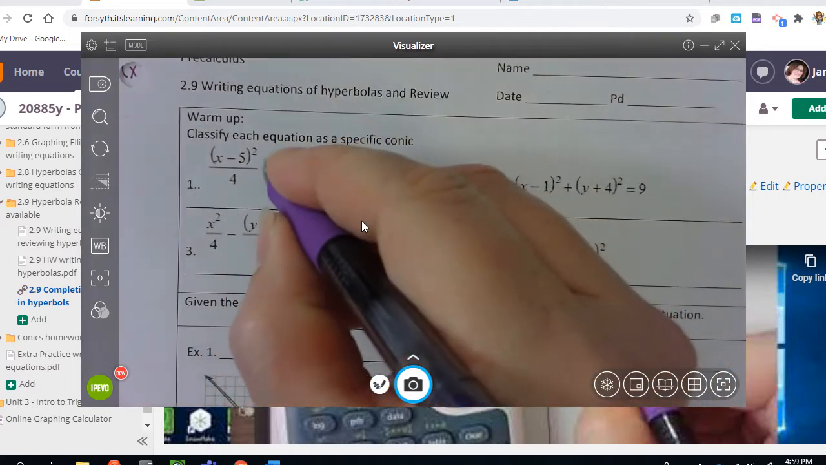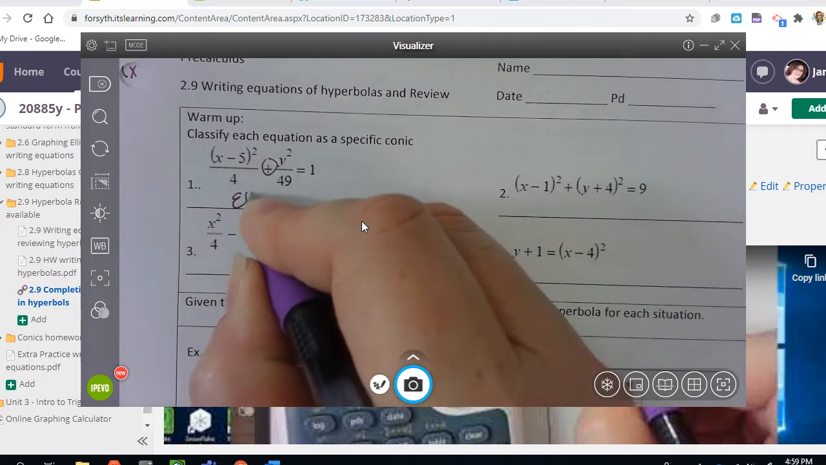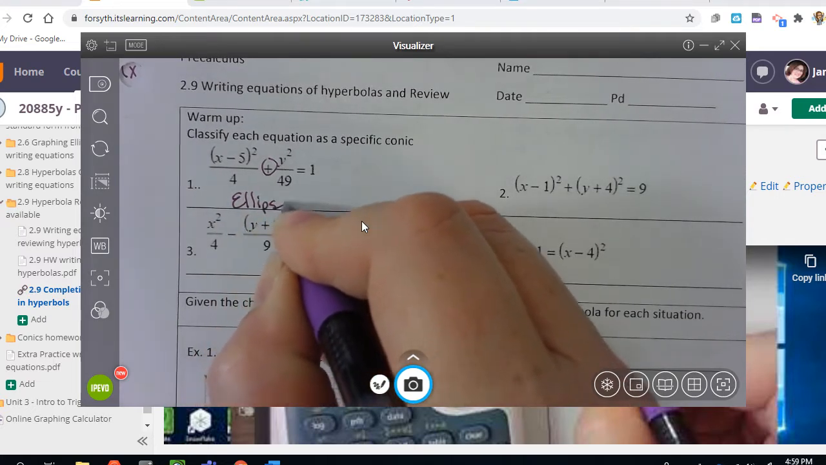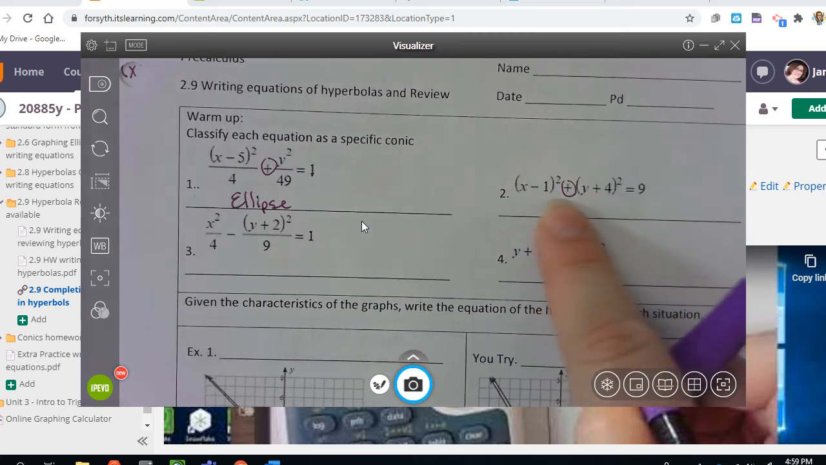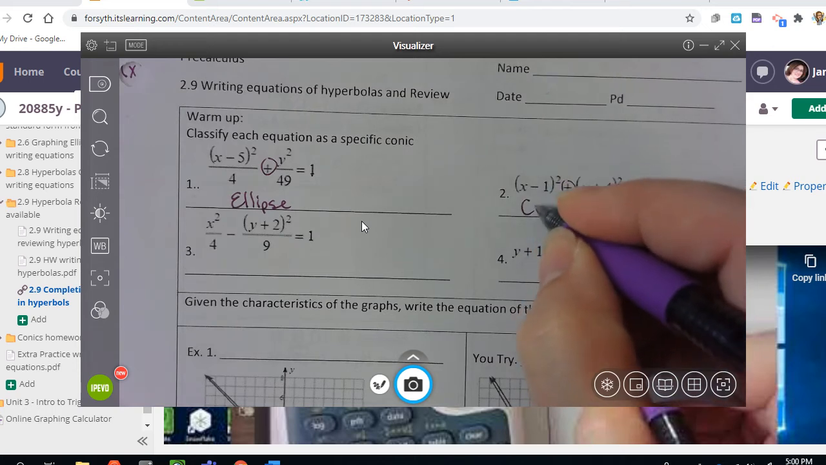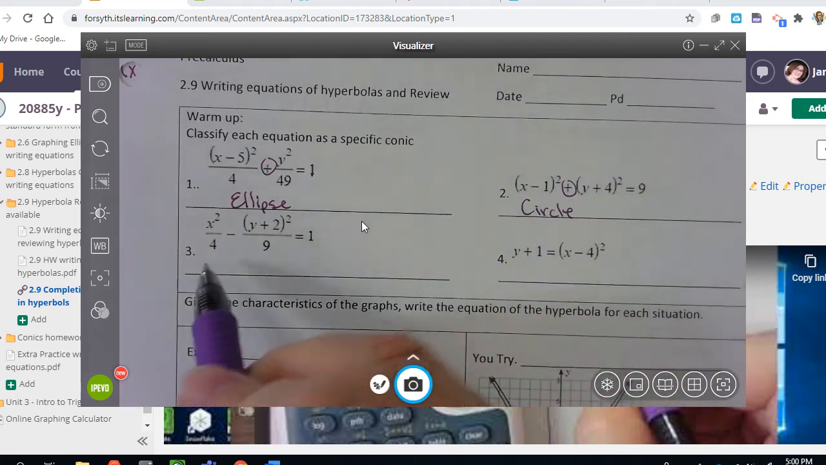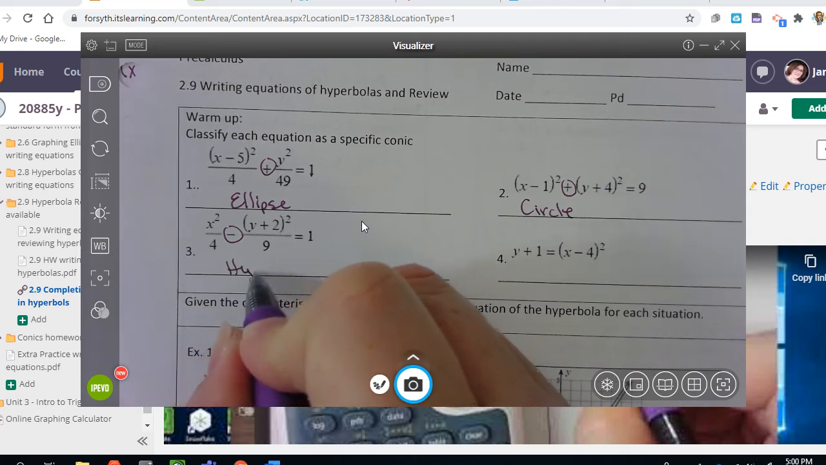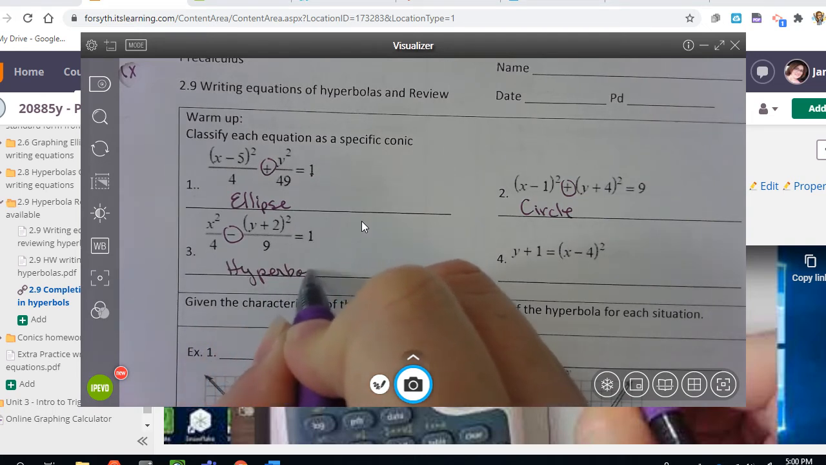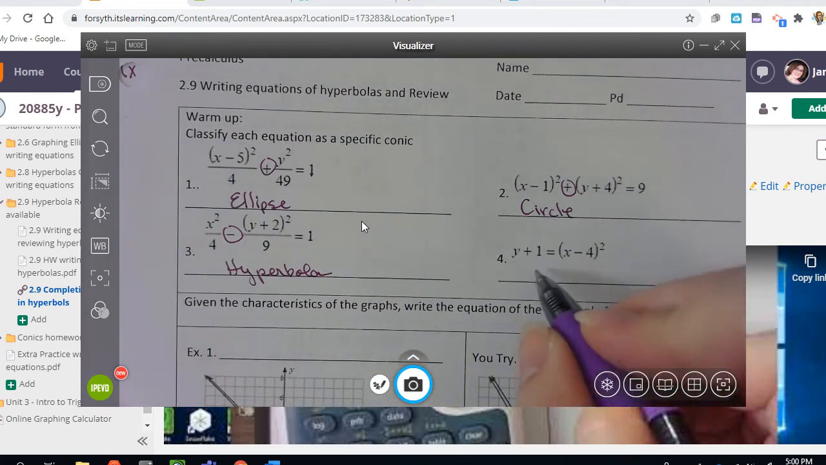This one is an ellipse because this is a plus sign, and it's equal to 1. This is a plus sign. You would think, well, maybe it could be an ellipse. But if we divide by 9, the two sides are the same. So this is truly a circle. All right, and in this one, that's a minus sign, so it's a hyperbola. And then this last one is a parabola.